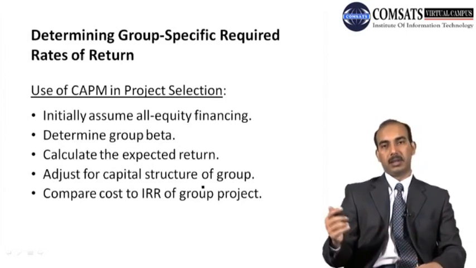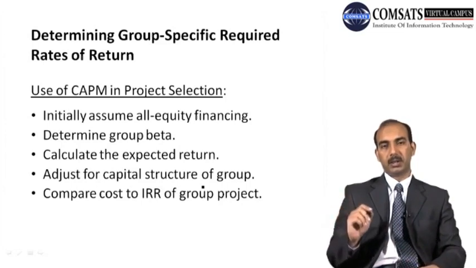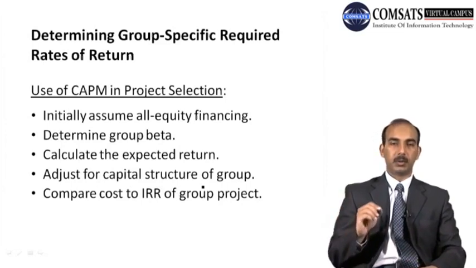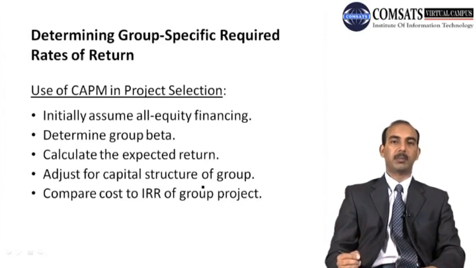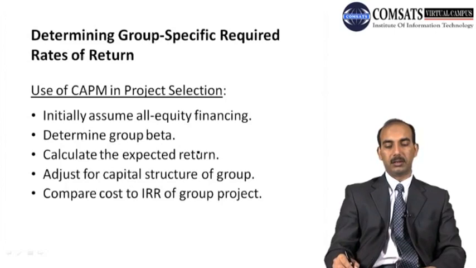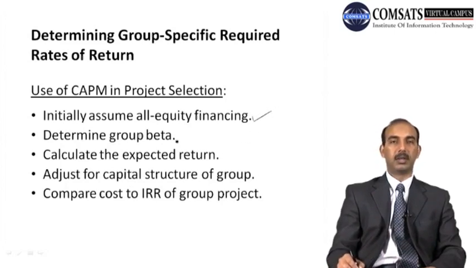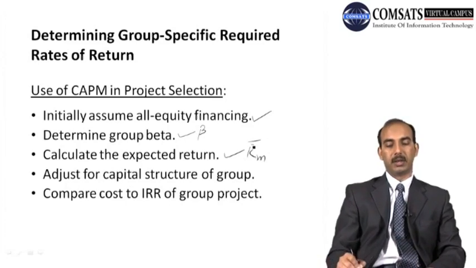And likewise, as in the case of project specific required rate of return, in the group specific required rate of return we will also use the CAPM model, and initially we assume again that it is all equity financed, and we determine the group beta and calculate the expected return, that is, the information which should be available, that is the beta and the expected market rate of return, and adjust for the capital structure of the firm.